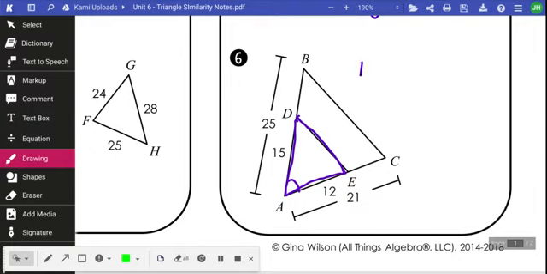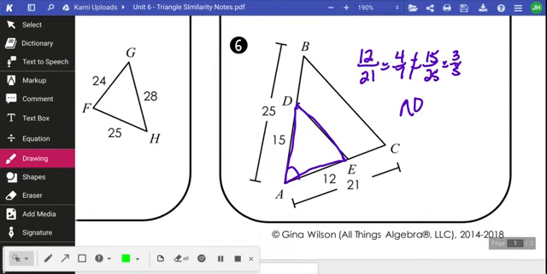So of the little triangle, I'm going to do my shortest side, 12, over my shorter side of the big triangle, 21. And I'll reduce that. They're both divisible by 3. So I will have 4/7. And then for my bigger side, I'll do 15, which is the bigger side of my little triangle, over 25. And those reduce by 5. So I'm left with 3/5. And 4/7 and 3/5 are not equal. So their sides are not proportional. Therefore, these are not similar.